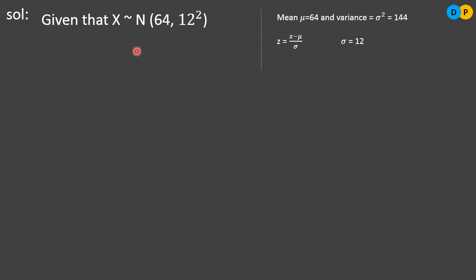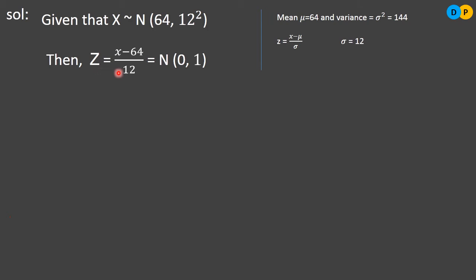During the process of standardization, z is equal to x minus 64 by 12. This is nothing but x minus mu by sigma. So what is z? Z is a standard normal variate. When does it become a standard normal variate? When mu becomes 0 and the standard deviation is 1. So here z is equal to x minus mu, where mu is 64 and sigma is 12. So now z is a standard normal variate.